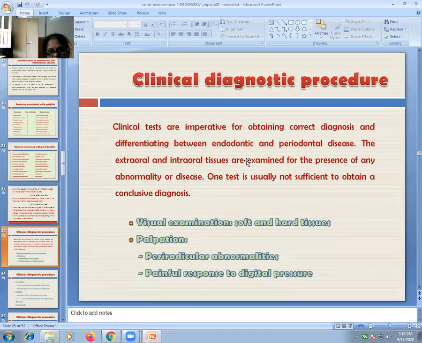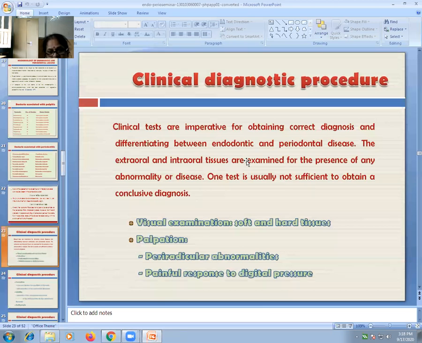So how do we get a clinical diagnosis? Once you know the etiology, you know that both look clinically similar, but how do you differentiate whether it is of pulpal origin or periodontal origin? What clinical diagnostic tests are implemented? That is important to know. What is the visual examination of the soft and hard tissue? How do we come to a conclusive diagnosis?